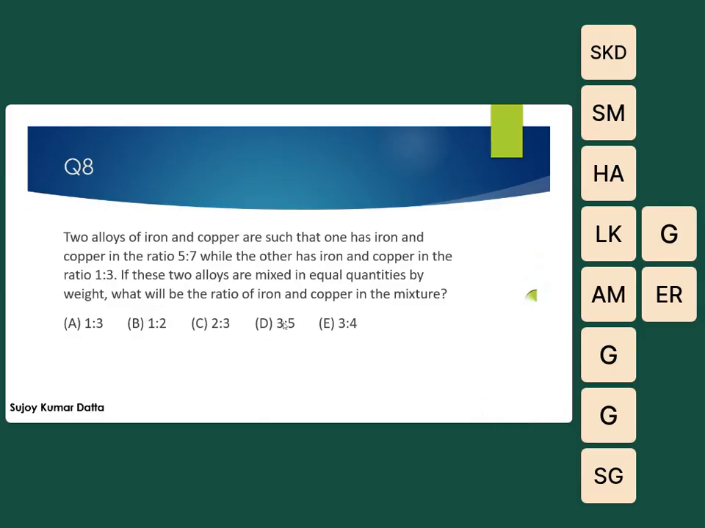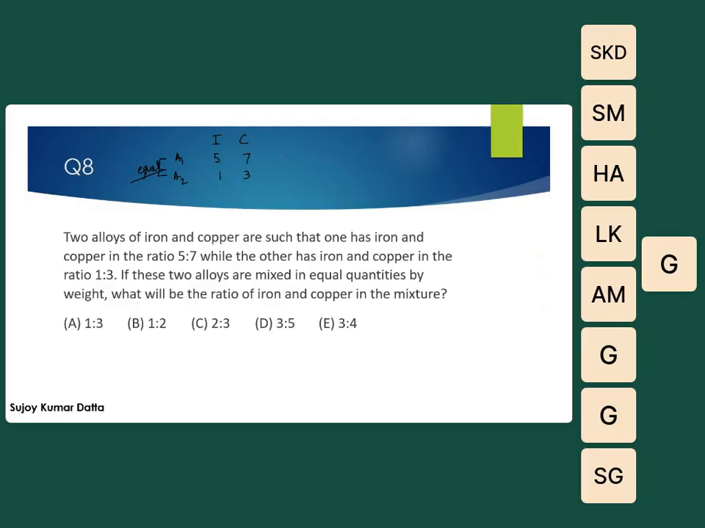Okay, someone's answered B. Let's see. So how do we do this? It says iron and copper, so let's call it IC. Fe and Cu. One has 5:7, so let's call it A1, and A2 has 1:3. Now they're saying that you have to mix them in equal quantities by weight. So that means alloy 1 and alloy 2 should be equal.